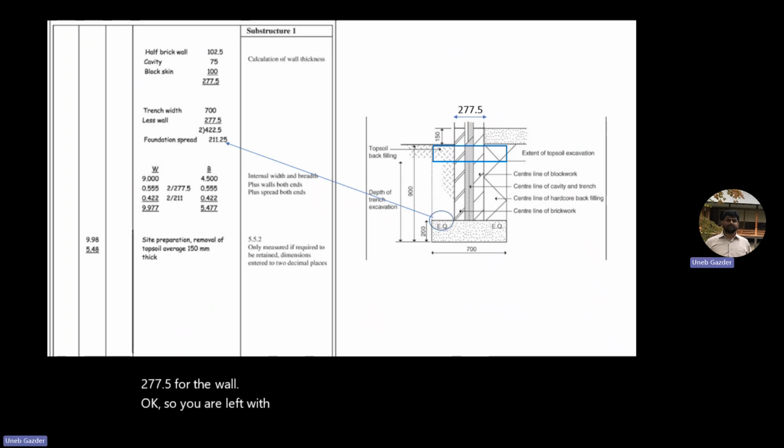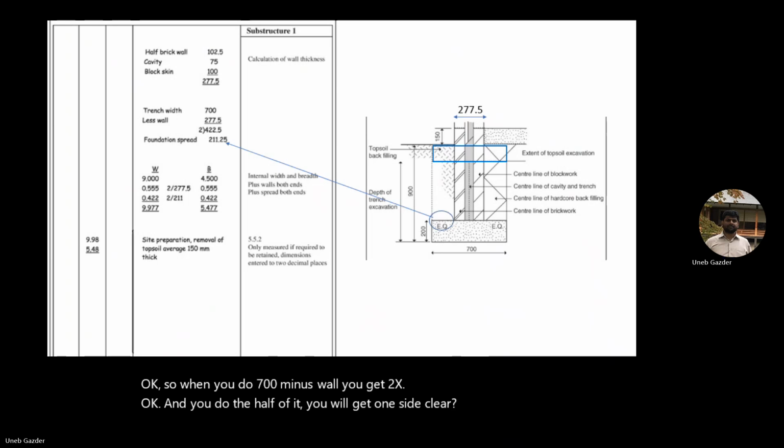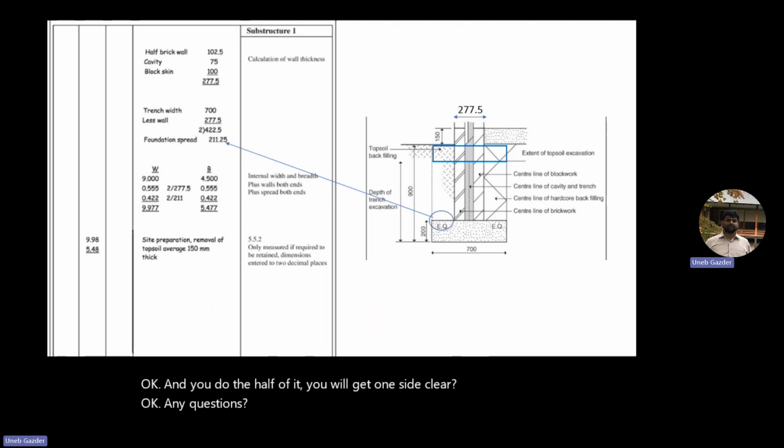So you are left with total this minus this, so you have this plus this. X here, X here, right? So this is twice of what I need. I need this one. So when you do 700 minus wall, you get 2x, and you do half of it, you will get one side. Clear? Any questions? Anybody? So what they are doing, 700 less 277.5 for the wall, you will get the projection on both sides. You do the half, you get projection on one side. Clear?